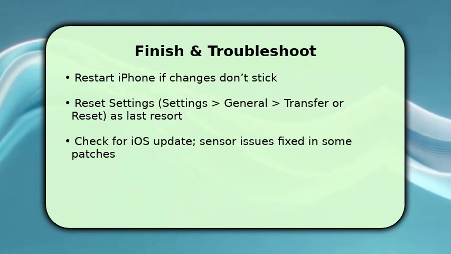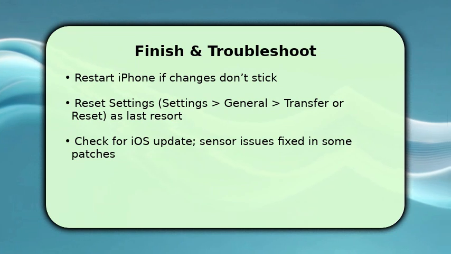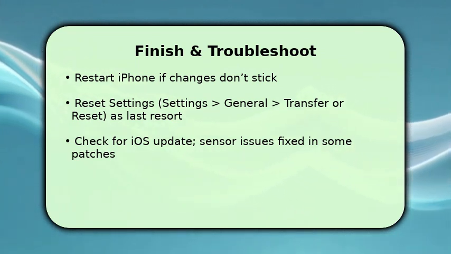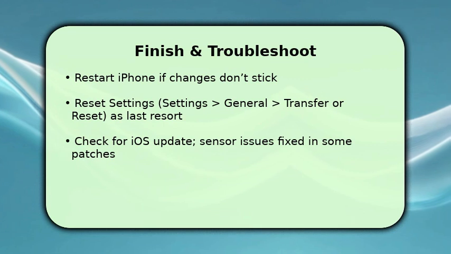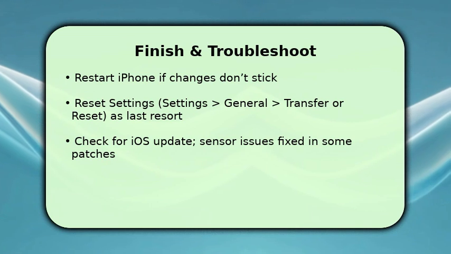If problems persist, make sure iOS is updated, and as a last resort, reset settings to restore default display behavior. This keeps data but resets system preferences. One key tip: if sensor hardware fails, only a repair will stop erratic brightness.